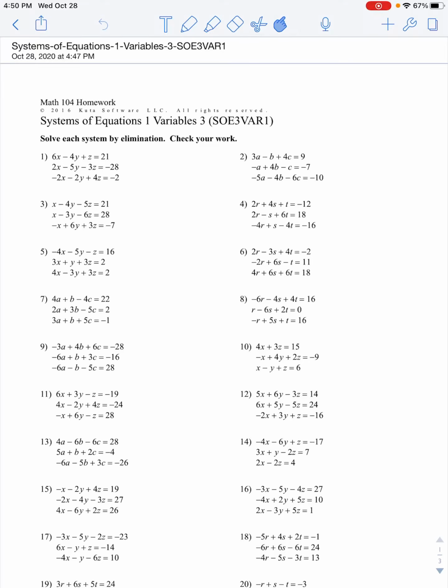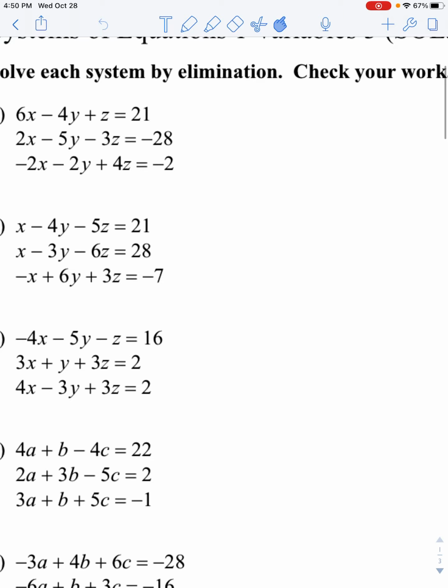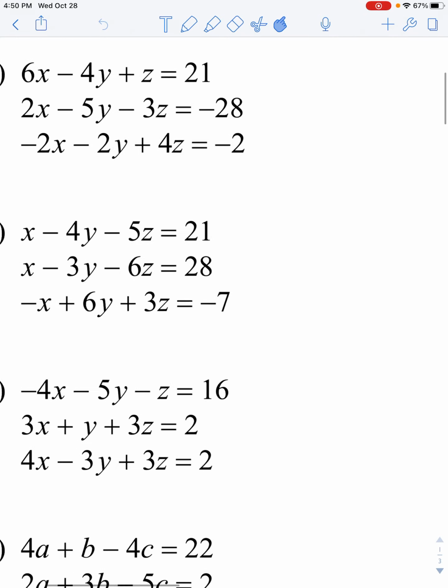Hi there. There were some questions regarding systems of equations with three variables, so three equations, three variables, and how to solve those. These ones say specifically to solve by elimination, so we're going to do them by solving using elimination. We already did a few of them in class, and to be honest, I can't remember which ones we did, so I'm just going to go over a couple of them.